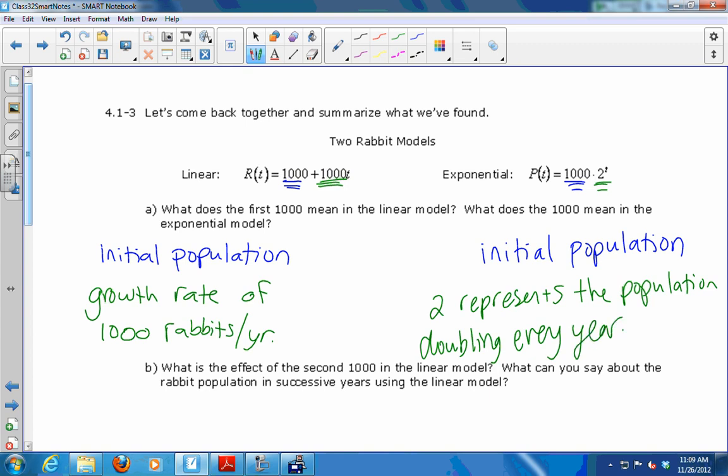So linear growth and exponential growth are pretty similar. They have similar components. They both give an initial value. And then they tell you how they grow. With linear, it tells you how many rabbits per year. And with exponential, it tells you what you multiply by. In this case, it would be 2 every year. We double every year. So they both give an initial population and then a rule for how to grow.